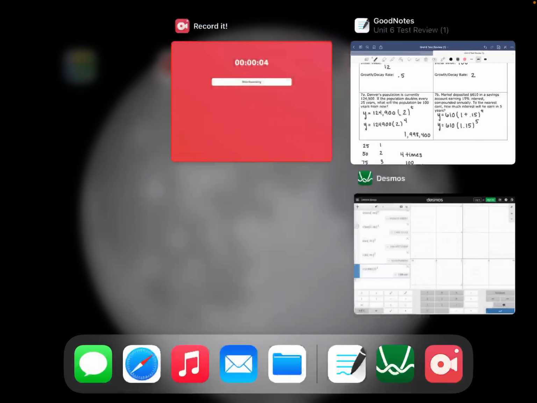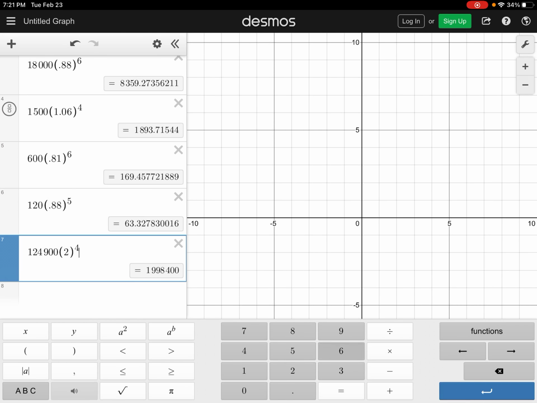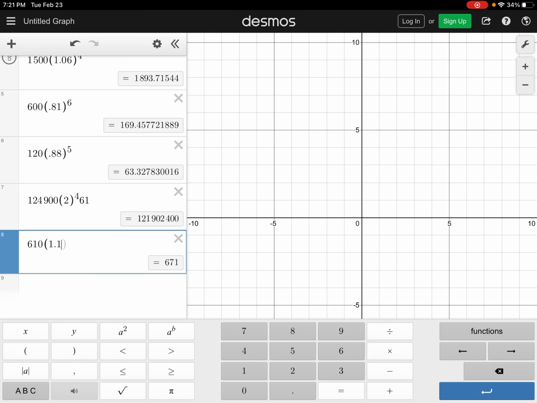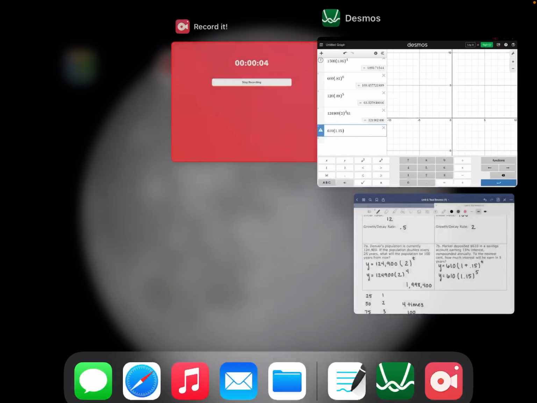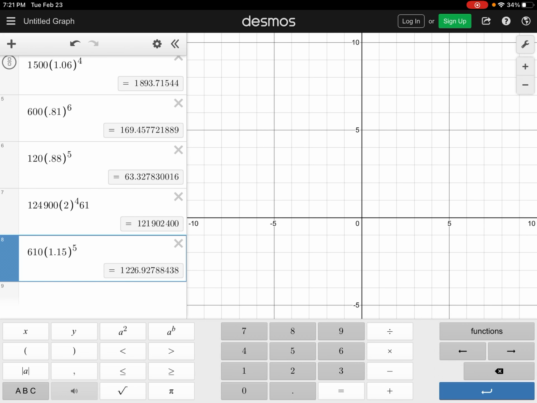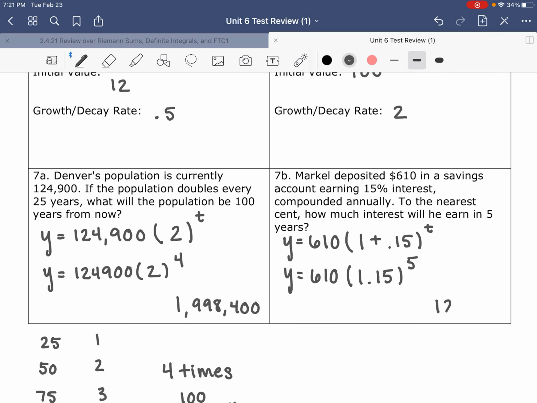Then I just have to put this into Desmos. Oops, not there. And it was after how many years? 5 years. So then he'd have $1,226.92.